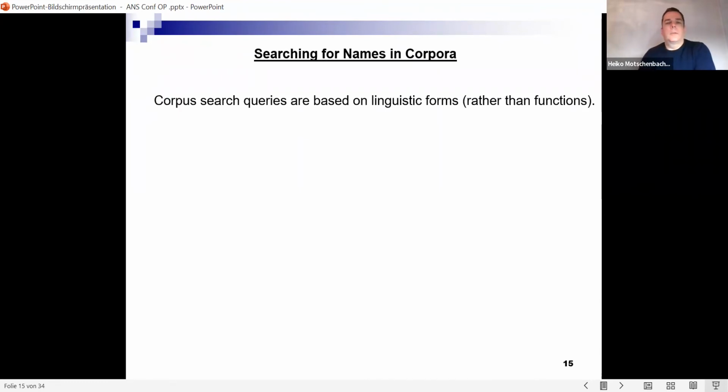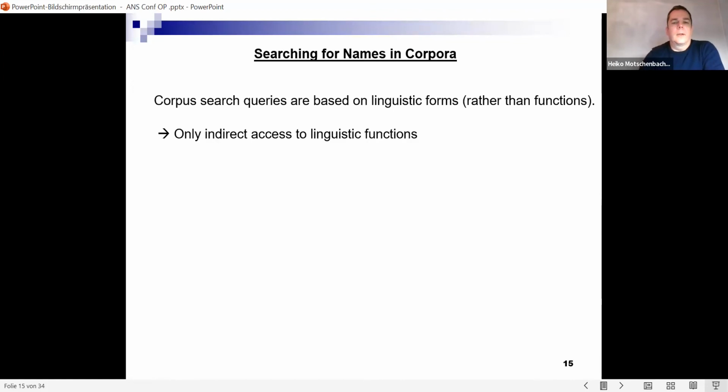So when you do corpus linguistics, of course, you also need to be aware of what you're actually doing. And this also means that you need to be aware of the fact that when you do corpus search queries, they are necessarily based on linguistic forms, especially when you're working with an unannotated corpus. You can only search for linguistic forms rather than linguistic functions. This is also relevant for onomastics because properhood is actually a functional aspect rather than a formal aspect.